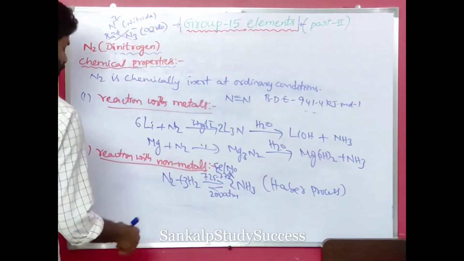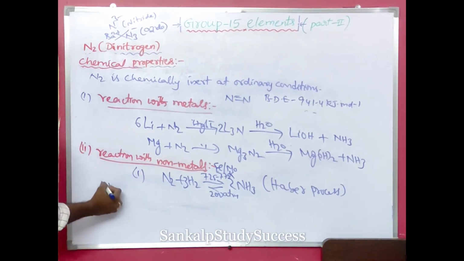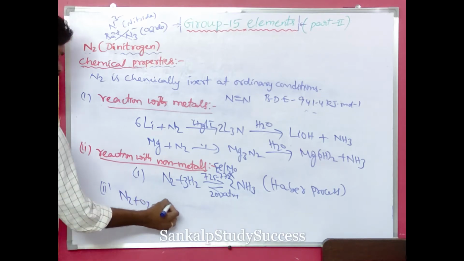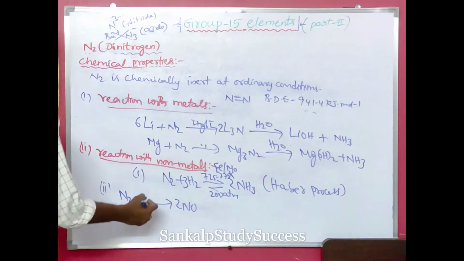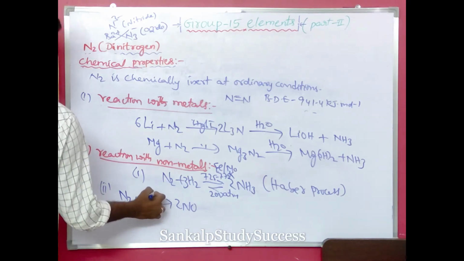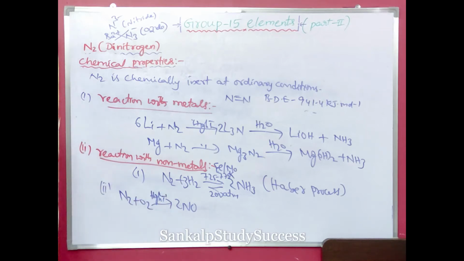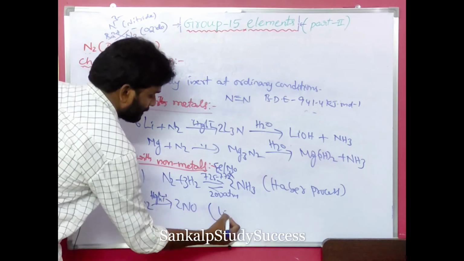Now we can take another reaction: N2 plus O2 gives rise to 2NO, nitric oxide, in the presence of high temperature. This can happen in lightning.